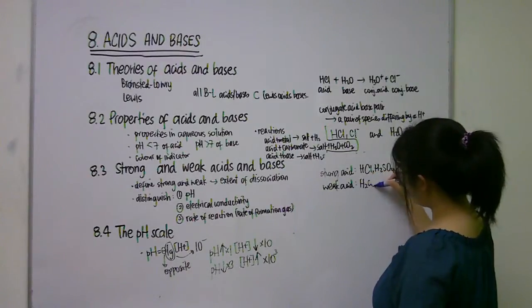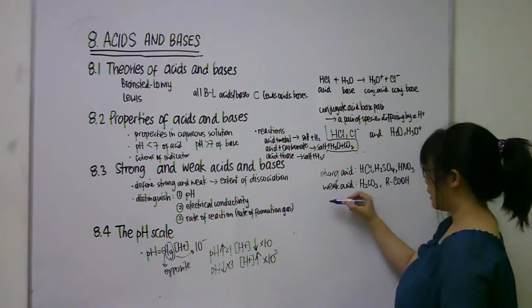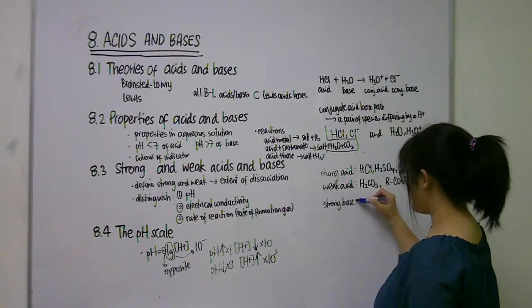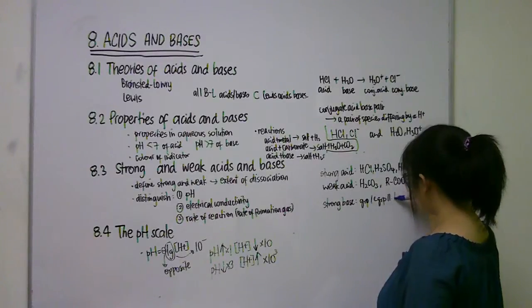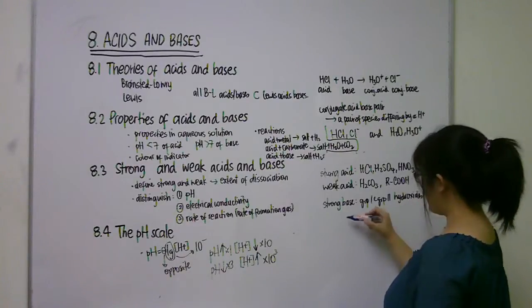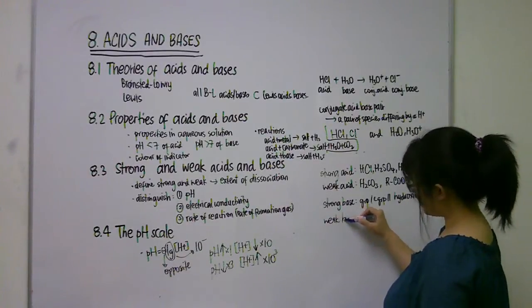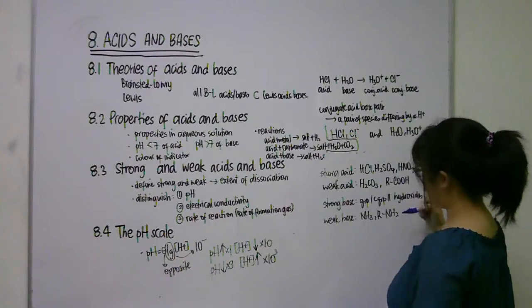Then for weak acid, carbonic acid. They need to know that anything with COOH will be a weak acid. And for strong base, it will be group 1 and group 2 hydroxides. And for weak base, it is ammonia and anything with an amine group.